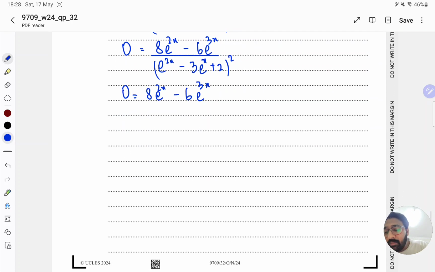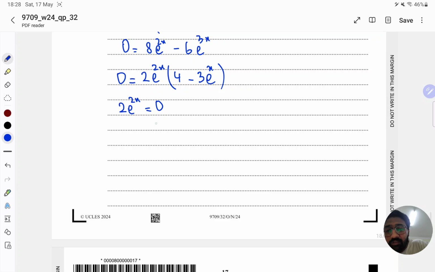We have 2e^(2x) common, so 2e^(2x) times (4 minus 3e^x) equals 0. So 2e^(2x) equals 0 cannot be further solved, so we will ignore it.